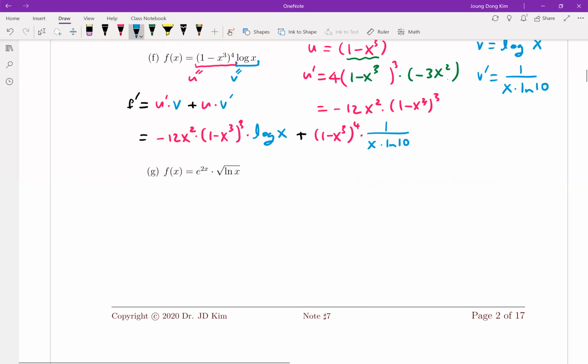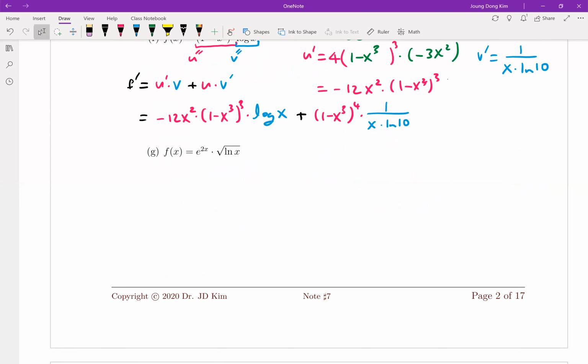And what about g? It is a little bit more complicated, but we can do it. It is definitely the product rule, and again, chain rule is everywhere. So e to the 2x is your first function, and square root of ln x is your second function. So we will do the same thing. Puzzle. Don't forget the product rule: u prime v plus u v prime. And pieces.